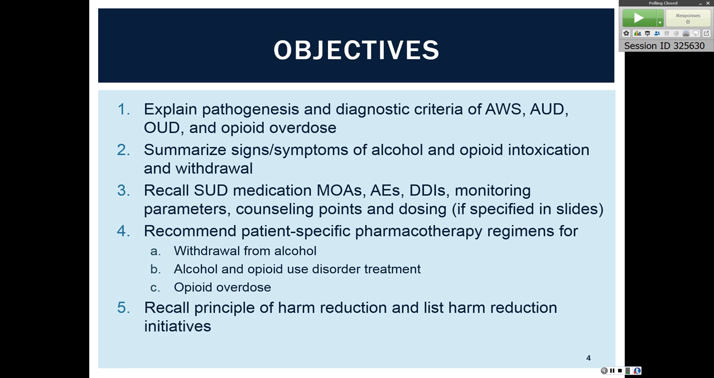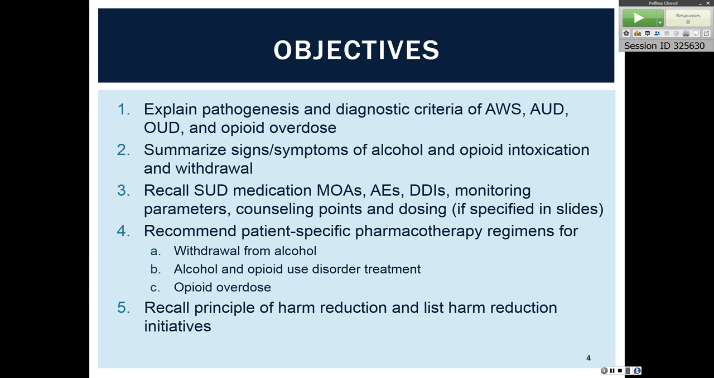You'll also be able to recommend patient-specific pharmacotherapy regimens for people who are withdrawing from alcohol, people who have alcohol or opioid use disorder for maintenance treatment, and people who have been victims of an opioid overdose. And then finally, you'll be able to recall principles of harm reduction and list harm reduction initiatives. If you downloaded the pre-lecture material more than a week ago, I had different objectives, but they were all over the place, so I updated them, and these reflect the current objectives. I've also updated the new slides, so if you just downloaded the new slides yesterday, it's up to date. I updated it about 5 days ago.